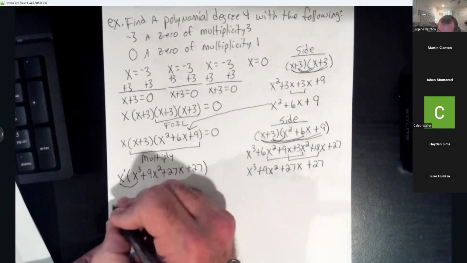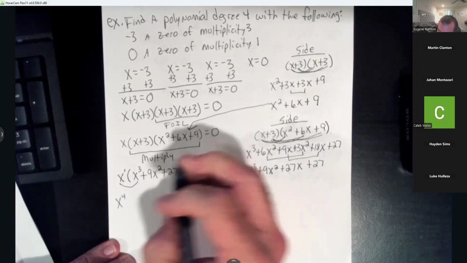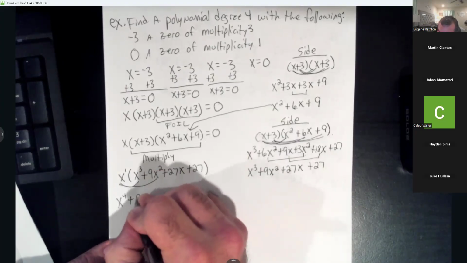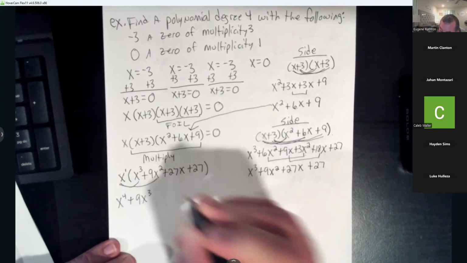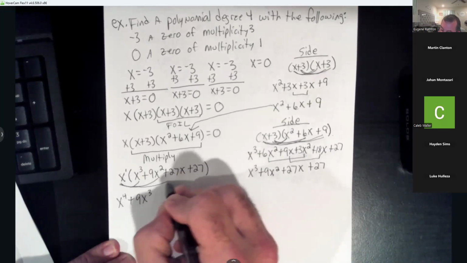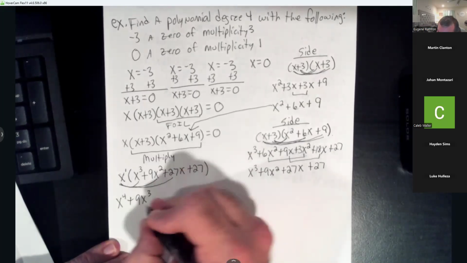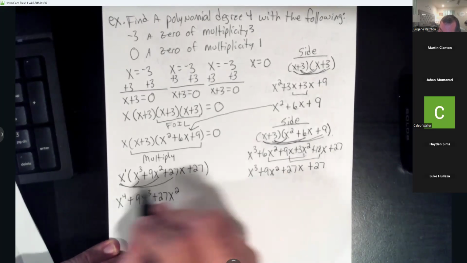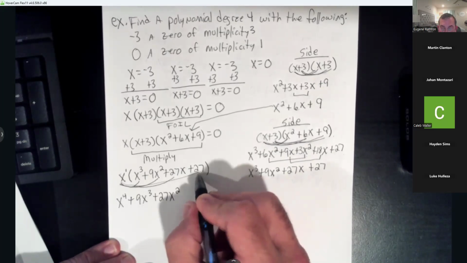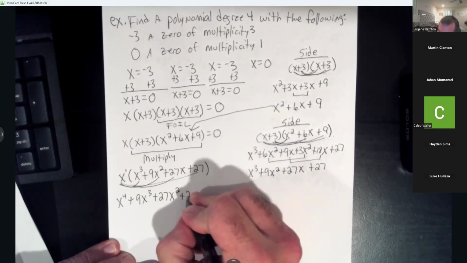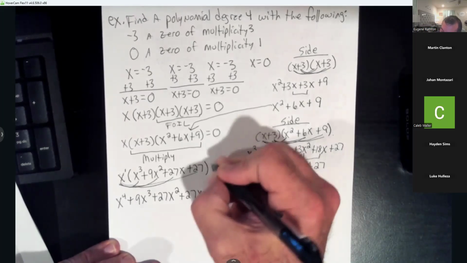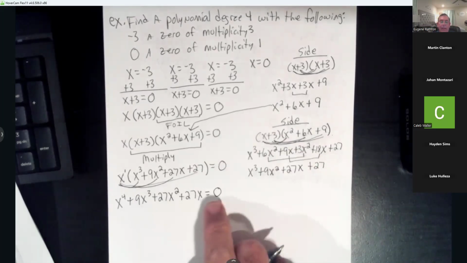So x times x cubed is an x to the 4th. X times 9x squared is a positive 9x cubed. X times 27x is a positive 27x squared. And then x times 27 is 27x. And y'all, all these are still equal to 0.